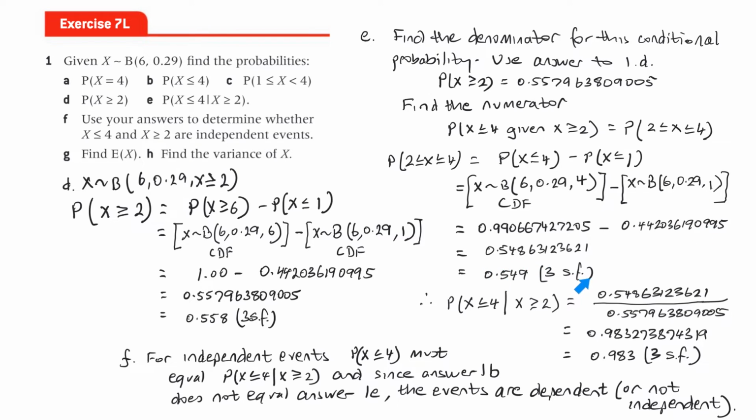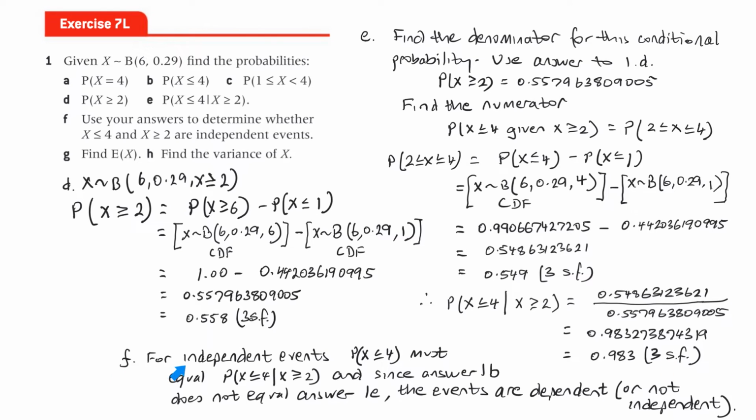And then we get this answer here to 3 significant figures. Okay, so now we've got the numerator and the denominator, and we put them over each other like this. Okay, and then we get this answer, 0.983 to 3 significant figures.